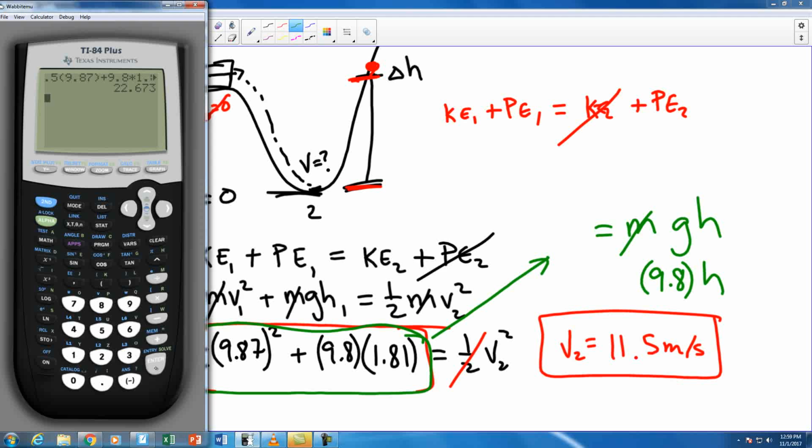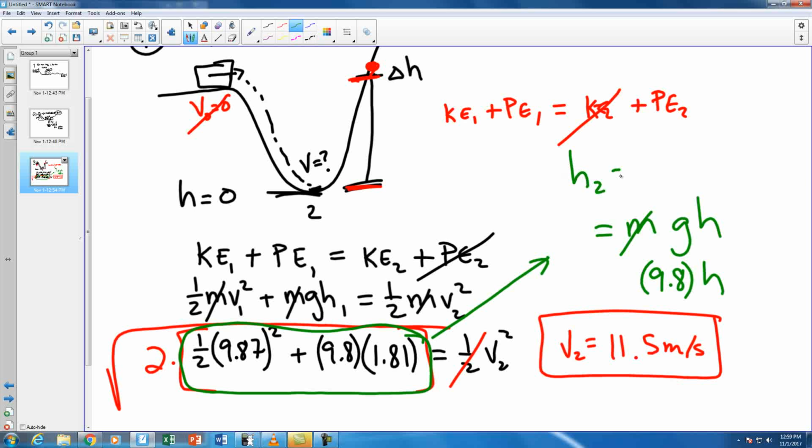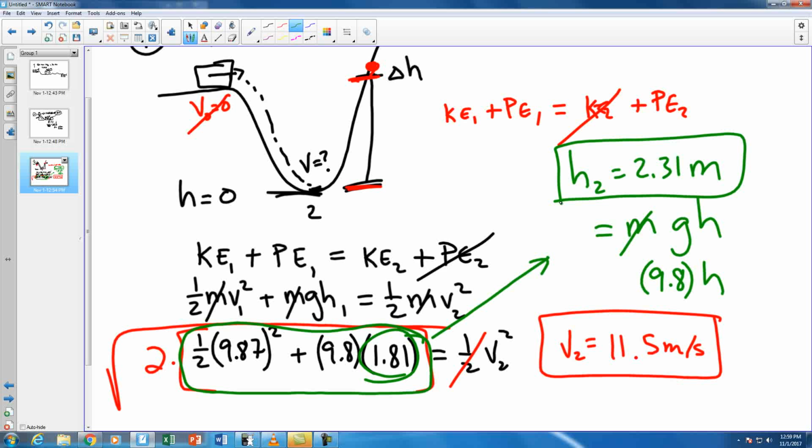Okay, and then I need to divide that by 9.8 to get 2.31. So H2 is 2.31 meters. Is that higher than it initially started at? Yeah, it was originally only at 1.81. Now we're at 2.31 meters. Okay, so that's how we would deal with question number 1.